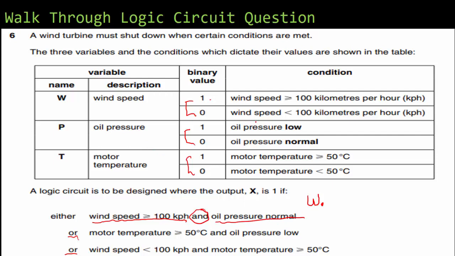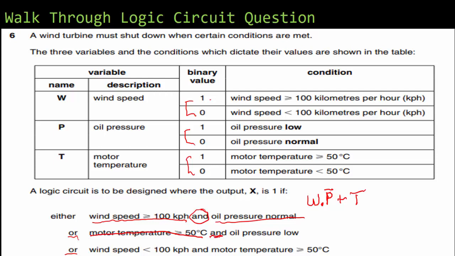So I look at my oil pressure. Oil pressure is low is a 1. Oil pressure normal is a 0. So how do I represent P as 0? That's going to be not P. And then I'm going to OR it together with this one. Motor temperature is greater than or equal to 50 degrees. So that is going to be a 1. Motor temperature greater than or equal to 50 degrees Celsius. That's going to be a T.